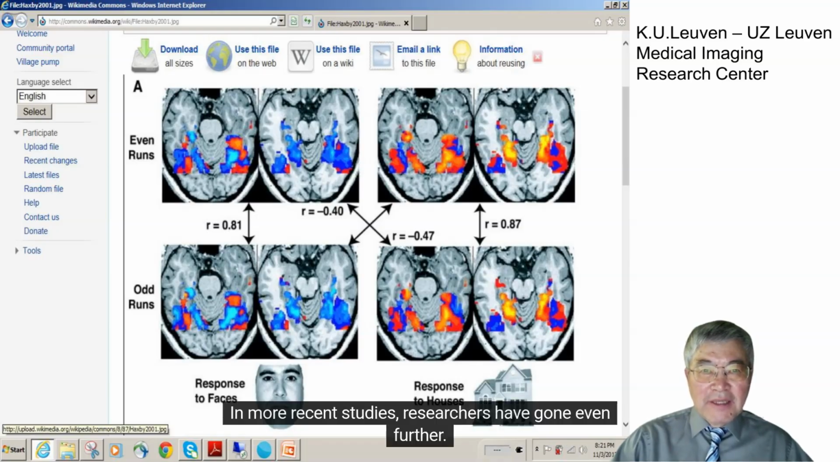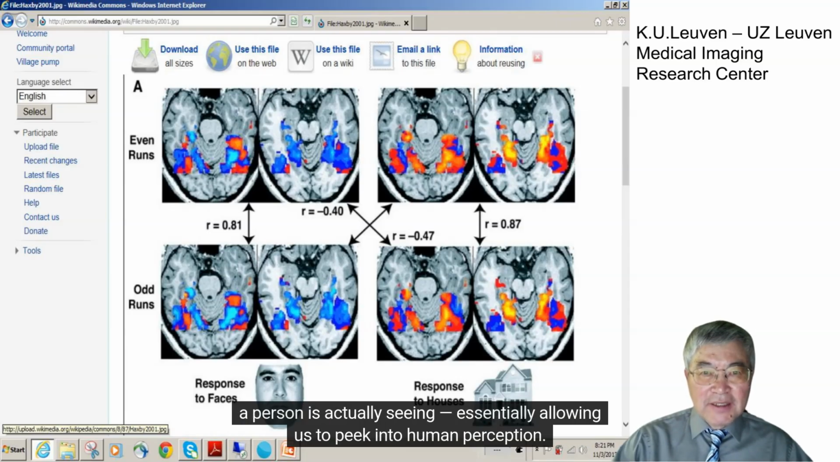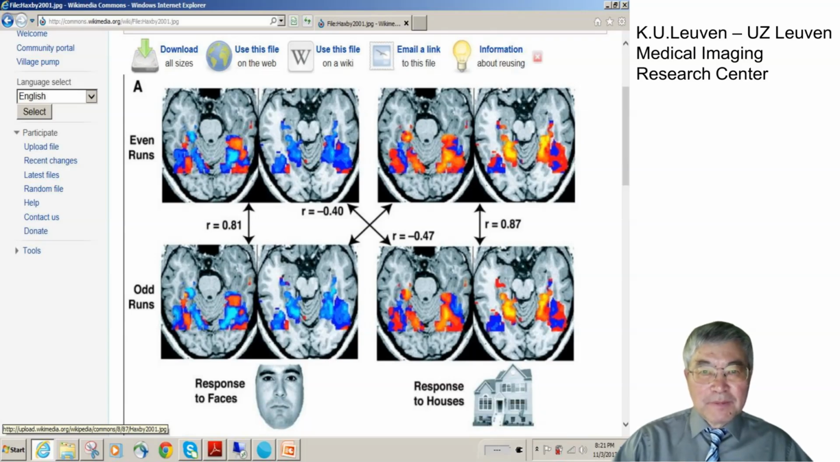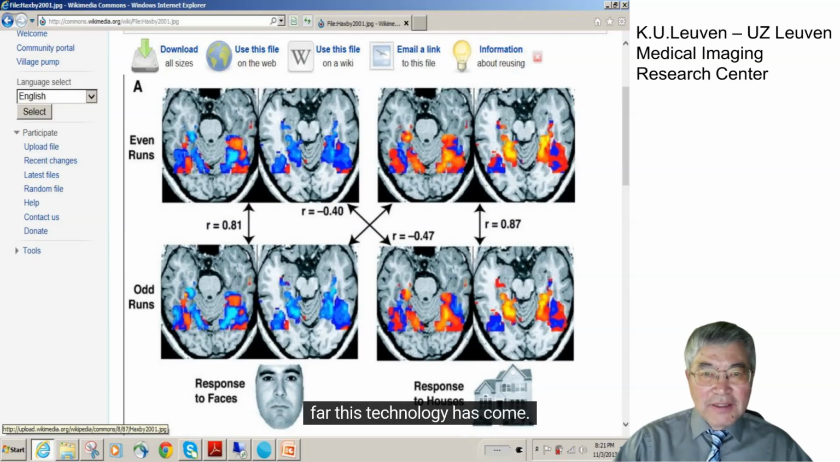In more recent studies, researchers have gone even further. Using advanced image analysis and machine learning, they can now reconstruct with rough resolution what a person is actually seeing, essentially allowing us to peek into human perception. It's an incredible step toward understanding how the brain encodes visual information. If you have time, I highly recommend watching a short video on this topic. It's truly amazing to see how far this technology has come.